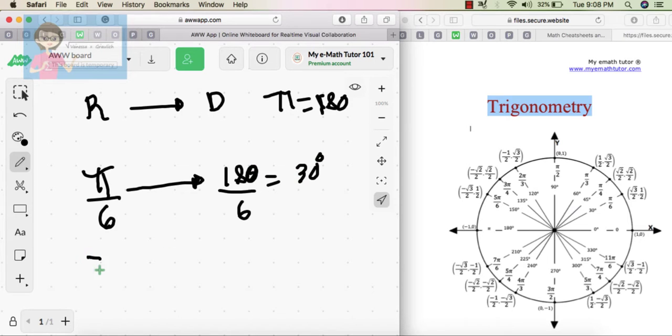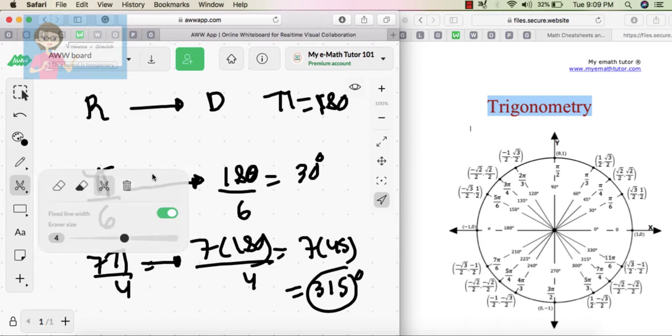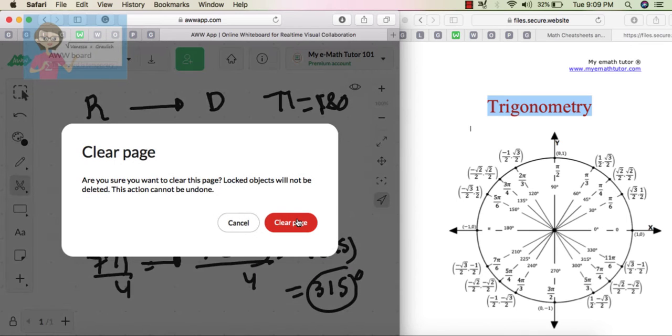Let's say that you want to do 7 pi over 4. Again, you substitute, instead of pi, you write down 180 divided by 4. Then you do, okay, 180 divided by 4 is going to be 45. 7 times 45 is going to be equals to 315. So as you can see here, going from radians to degrees is much easier, I think, than going from degrees to radians because you don't have to deal with those nasty fractions.